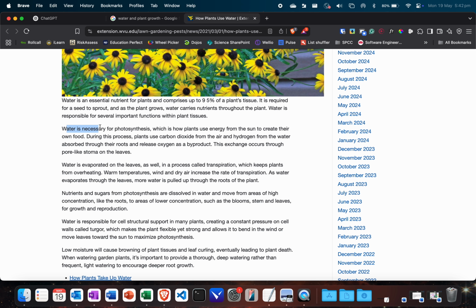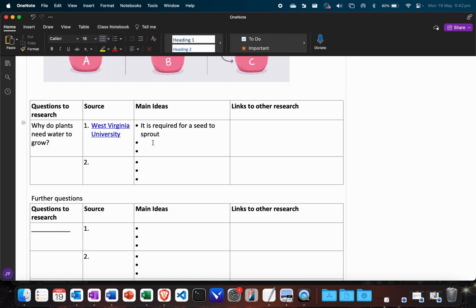Water is necessary for photosynthesis, which is how plants use energy from the sun to create their own food. During this process, plants use carbon dioxide from the air and hydrogen from the water absorbed through their roots and release oxygen as a byproduct. Okay, ooh, that's quite complicated. Maybe I don't quite understand exactly what that is, but it's got something to do with photosynthesis. Okay, that's a key idea. Okay, so it's needed for photosynthesis.